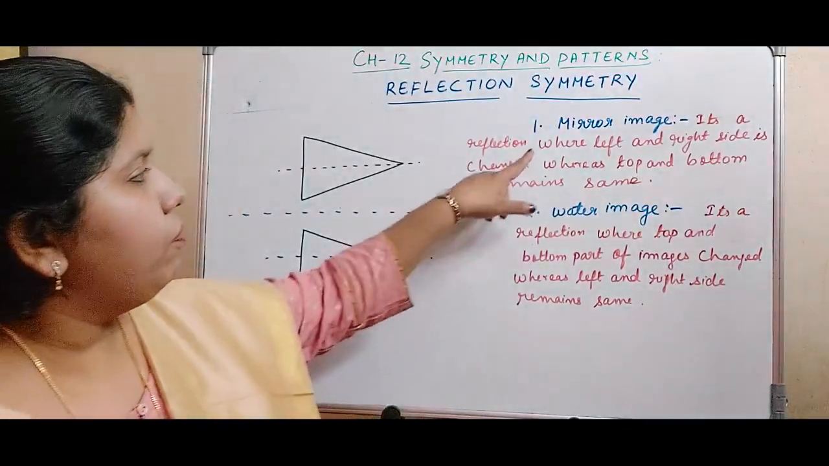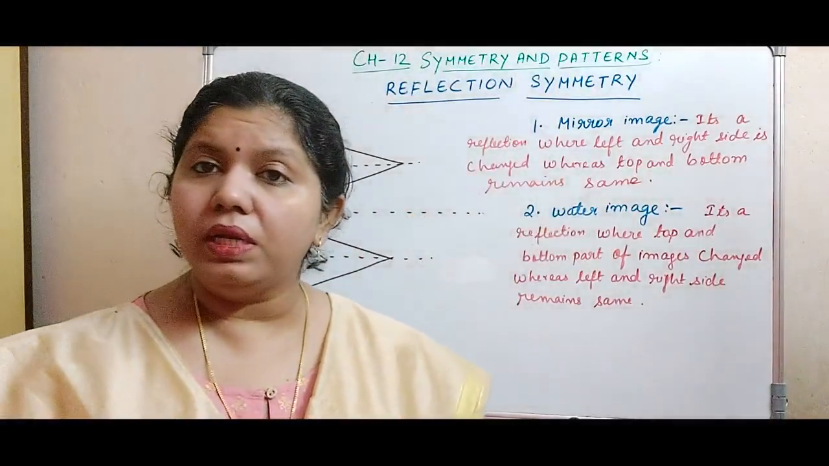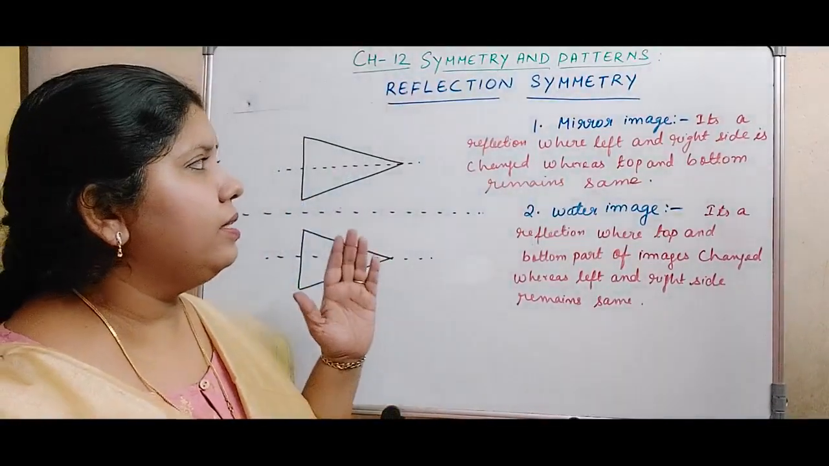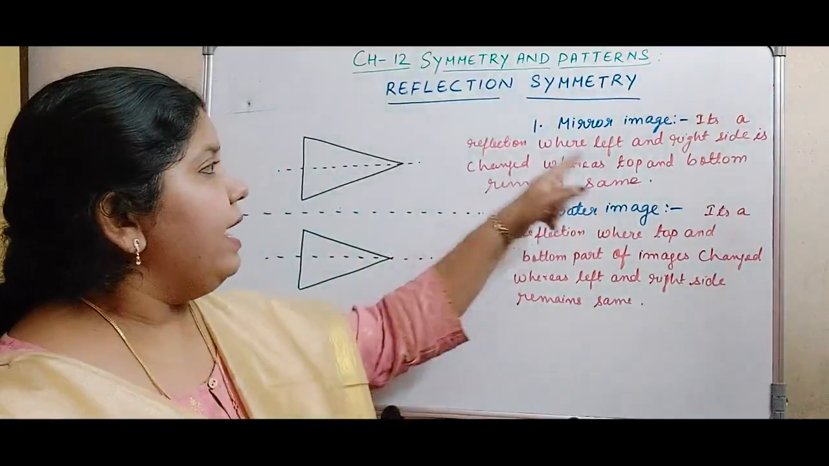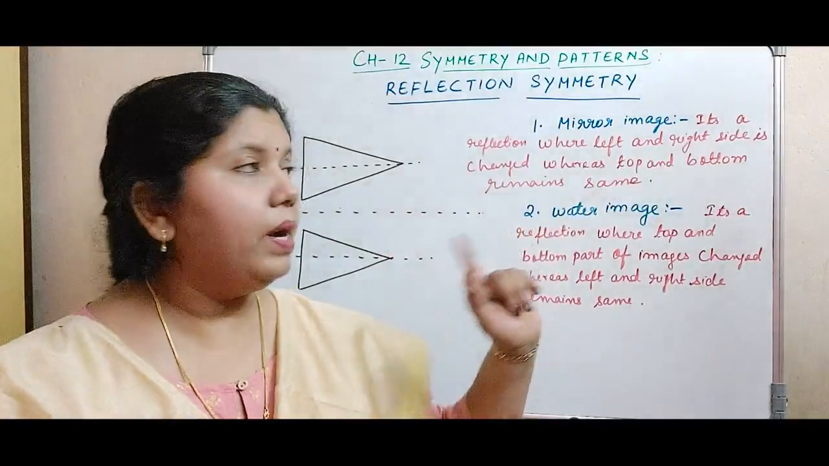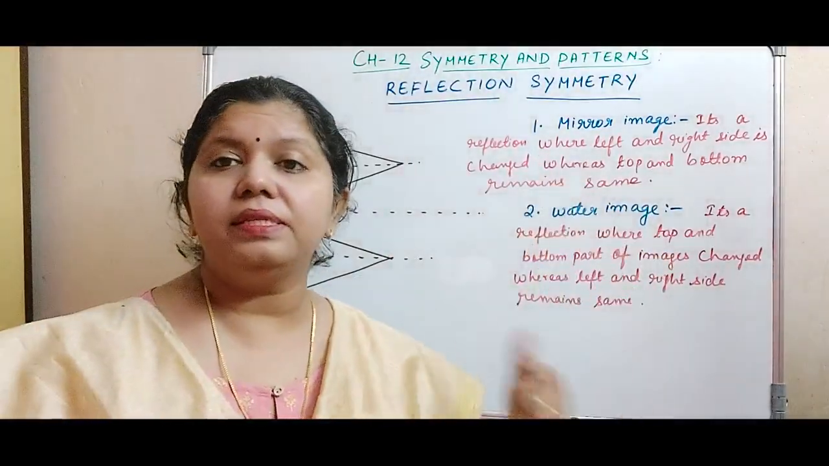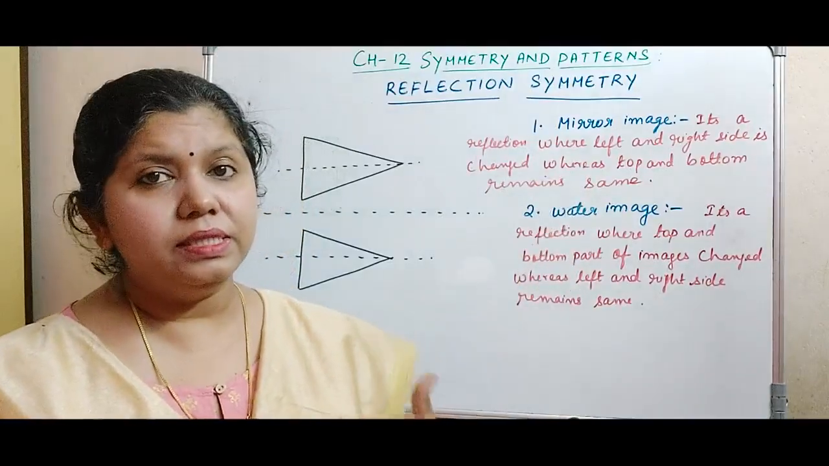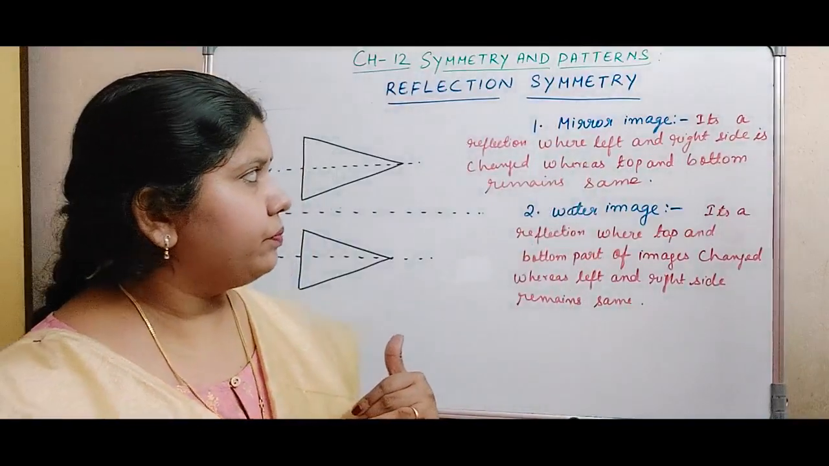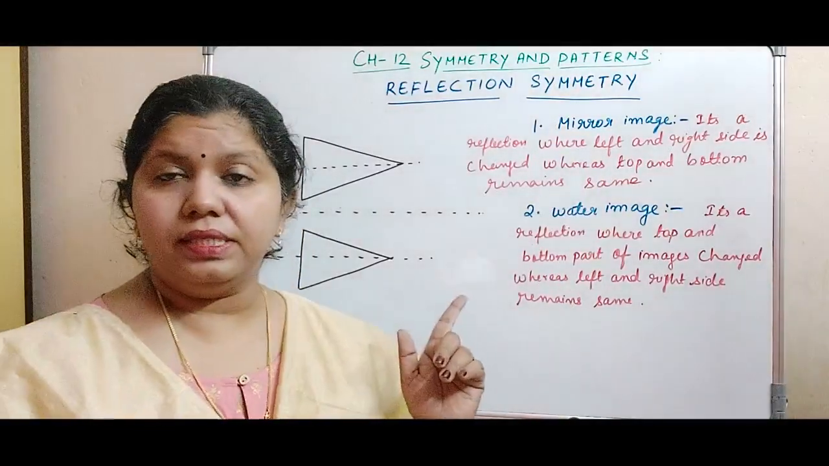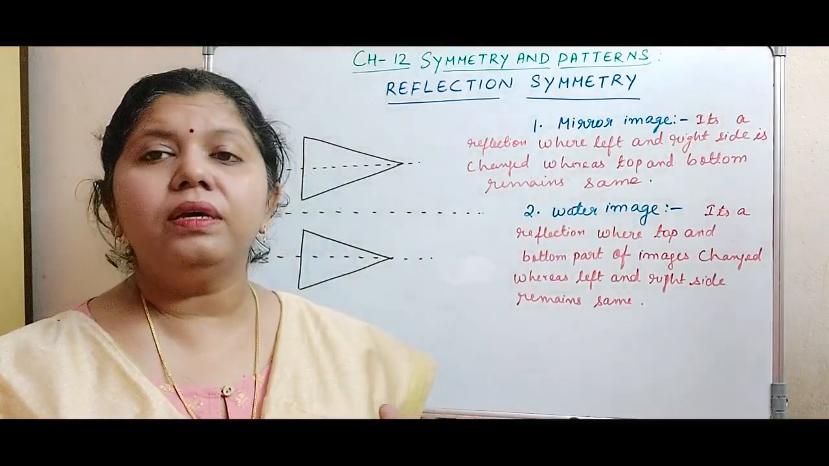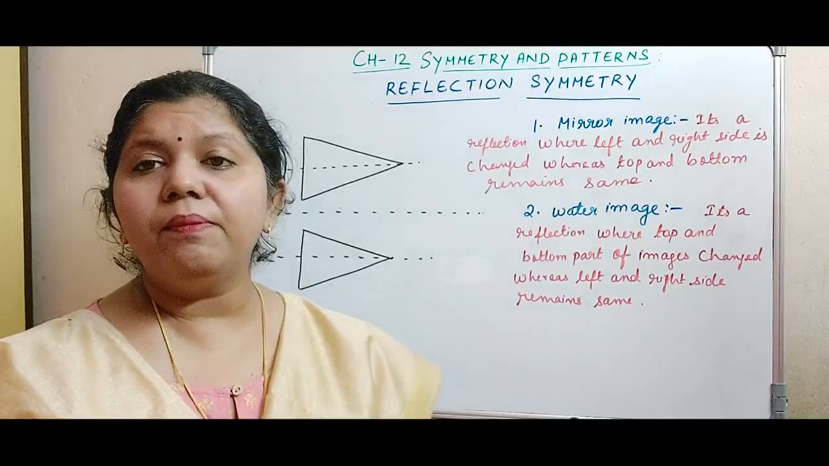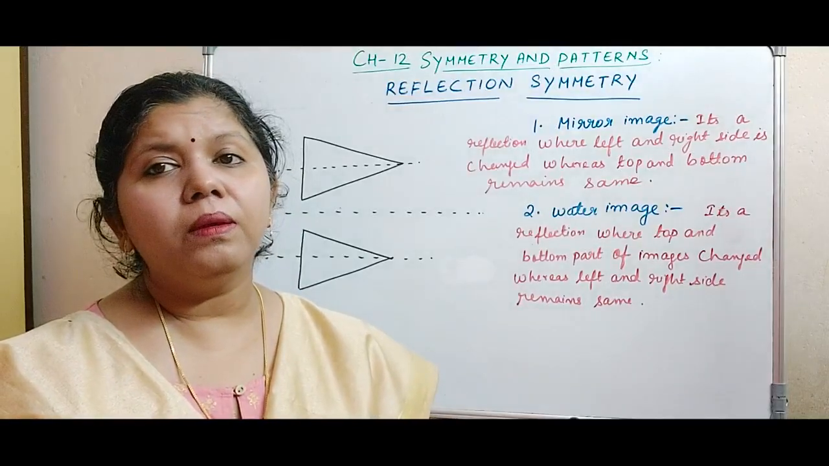One is your mirror image and the second is your water image. Now what is mirror image? In mirror image, in this kind of reflection, the left and right side is changed, but the top and bottom remain the same. In the first case, the figure that we drew, where we saw two identical triangles vertically, was an example of a mirror image.